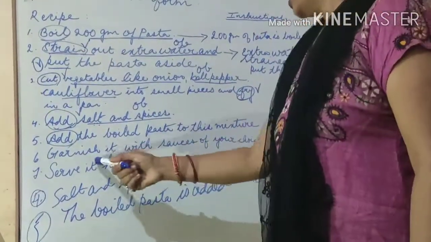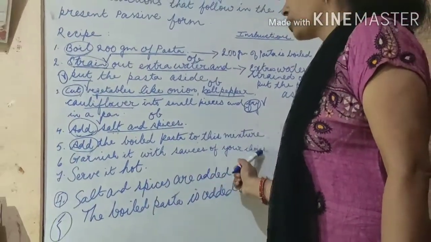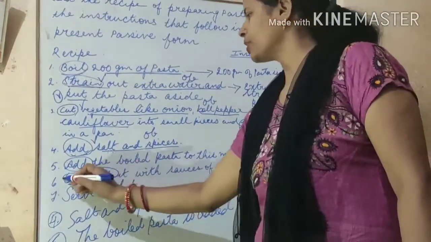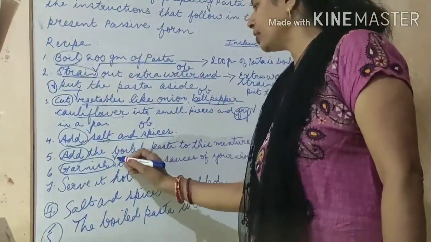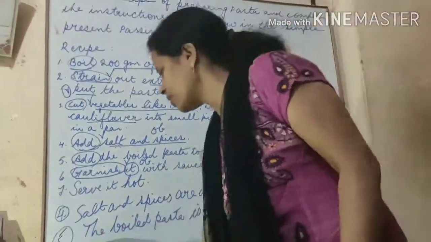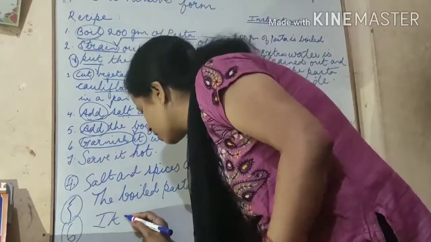Done. Now garnish it with sauces of your choice. Garnish is the verb here. It is the object. So we will write 'it is garnished', not 'it are'.